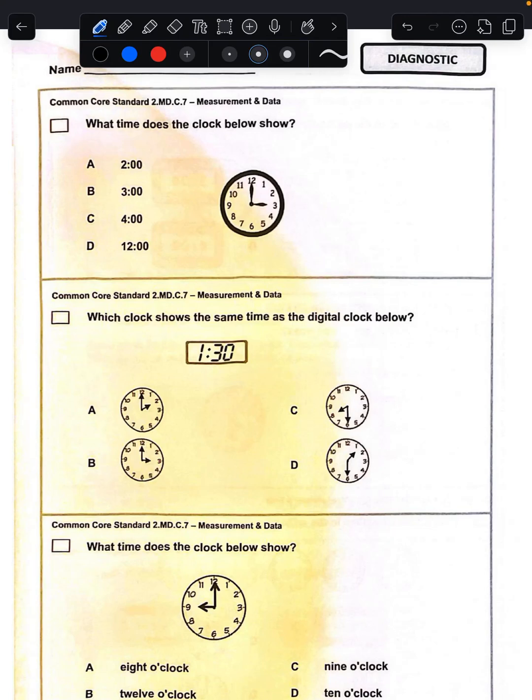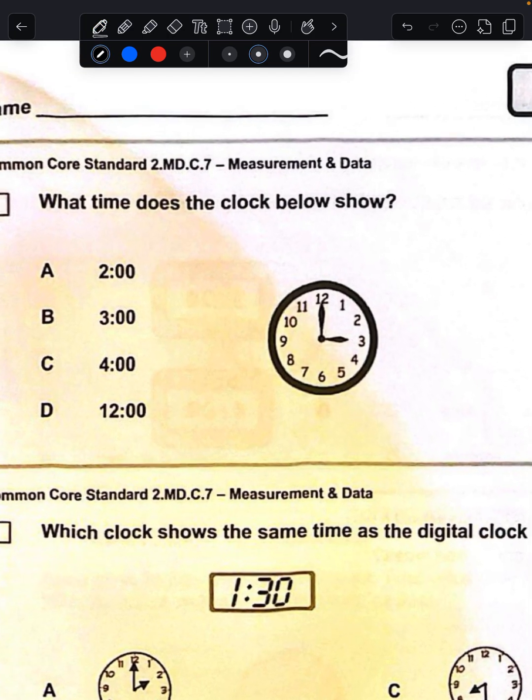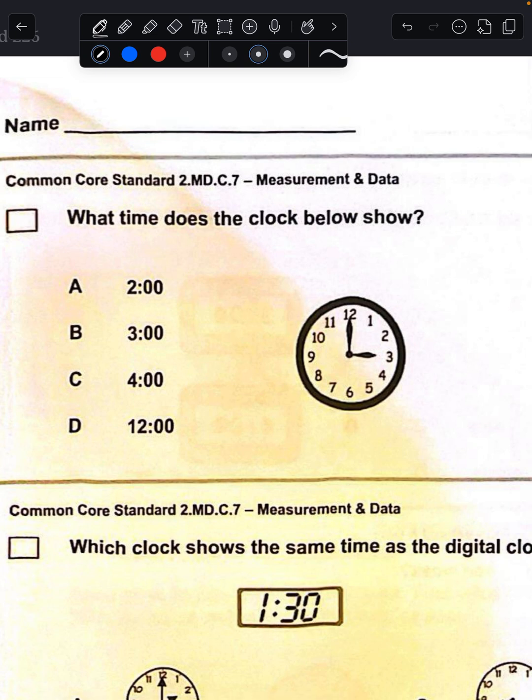This is Wylock 2nd grade lesson 26, and the first question they ask us is, what time does the clock show? So the two things you need to know is that the shorthand tells you the hour, and the longhand tells you the minutes.